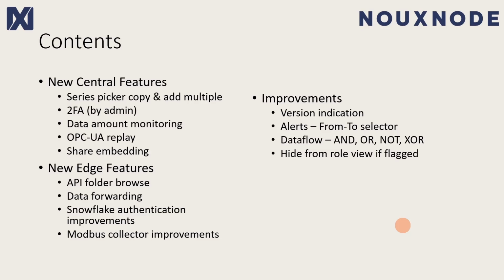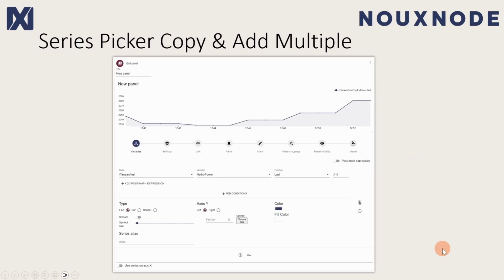But okay, let's start with the new central features. First, we have this series picker copy and add multiple features, meaning this is now a view from a panel that I'm editing or adding, and here's one series that has been added. Previously, you only had an option to add new series one by one here. Now we have a copy option. So if for some reason you need the same function, or let's say the same variable, but then just quickly edit the function or something like that.